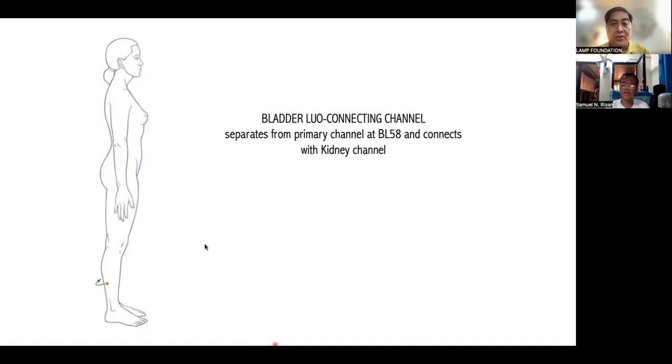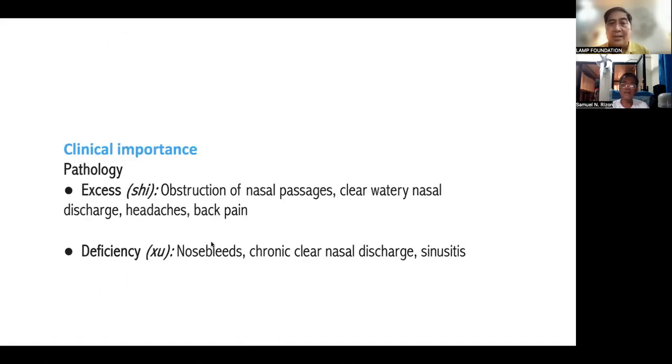That's why it's called a luo channel. What is the clinical importance? To determine whether the issue is excess or deficient. So if it is excess, there is obstruction of nasal passages.